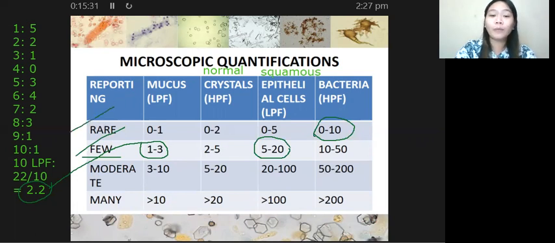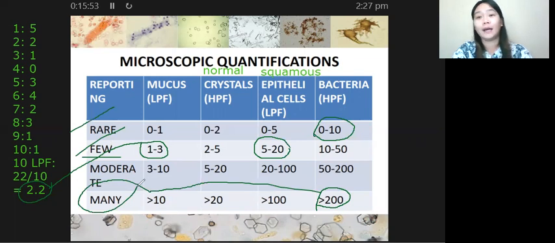So say for example naman, sobrang dami ng bacteria. Okay, sobrang dami ng bacteria at nung kinount mo siya, nag-fall siya as 300 per HPF. So kung 300 per HPF, dito po siya magfo-fall greater than 200. So it should be reported as many. Okay, so many naman ang reporting ng bacteria na 300 per HPF.